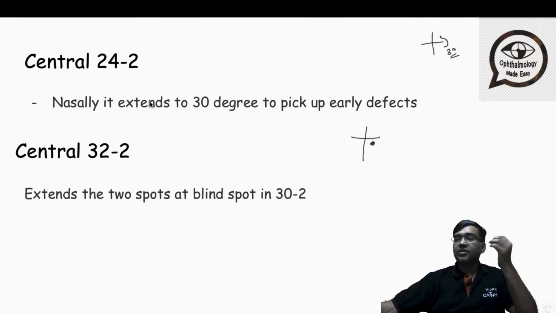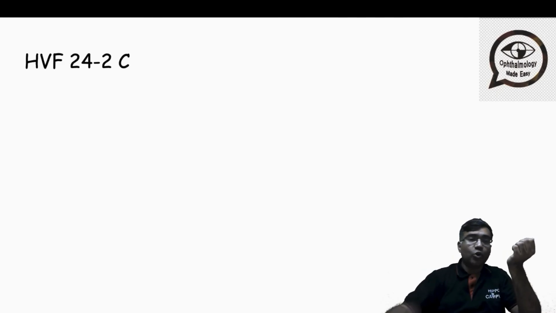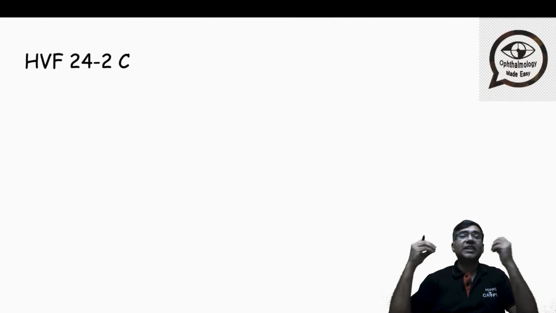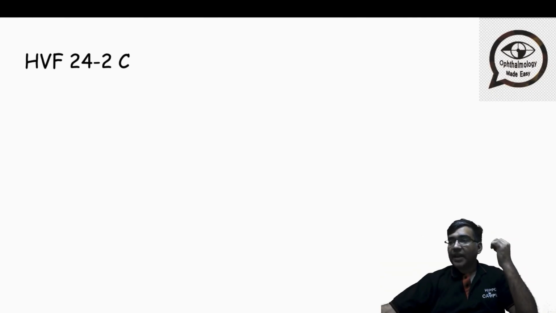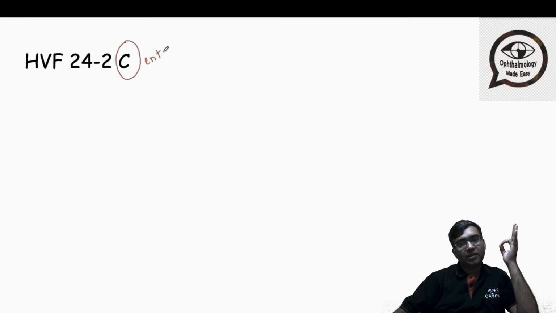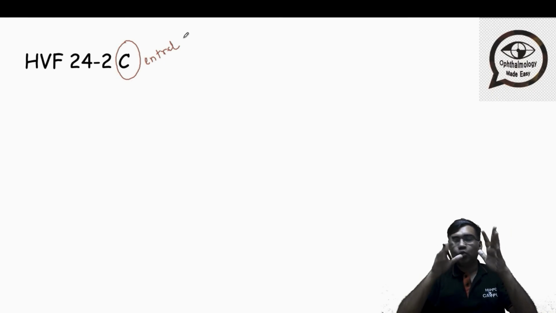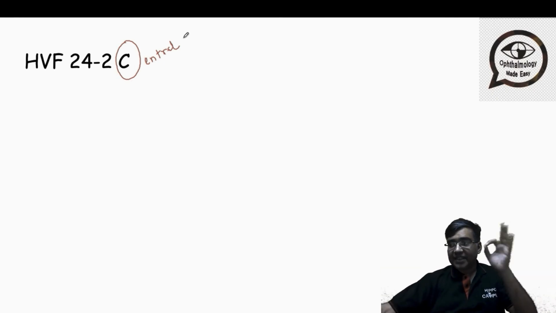Now there is another visual field pattern which is one of my favorites, because it is done very quickly in my OPD. This is called HVF 24-C. Why do I call it 24-C? The C here stands for central. So what a regular 24-2 means is that we test 24 degrees, nasally we test 30 degrees, and we usually take 54 points which are 6 degrees apart.